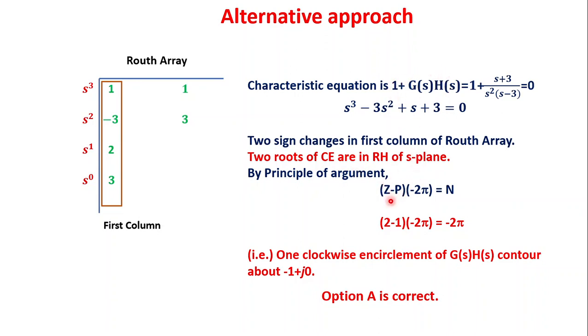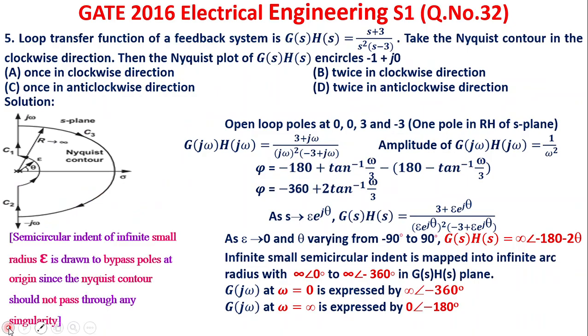That means this Z is equal to 2. Z means zeros of 1 plus G(s)H(s). So (Z minus P) into minus 2 pi equals N. So this Z is 2, right? Two, because two roots of the characteristic equation are present in the right of the s plane, because of two sign changes, and there is one open loop pole in the right of the s plane, because s equal to 0, 0, 3.